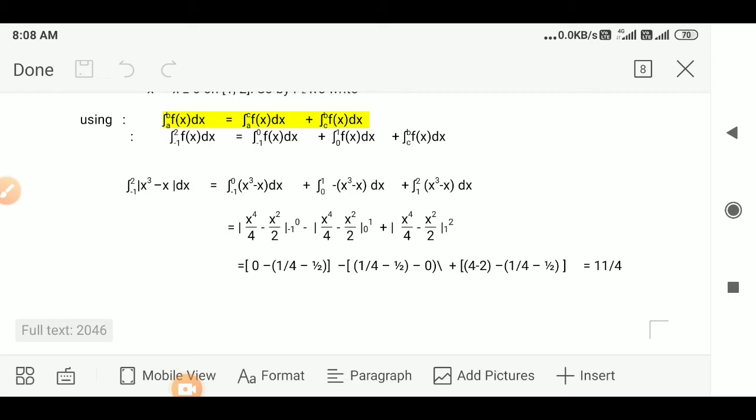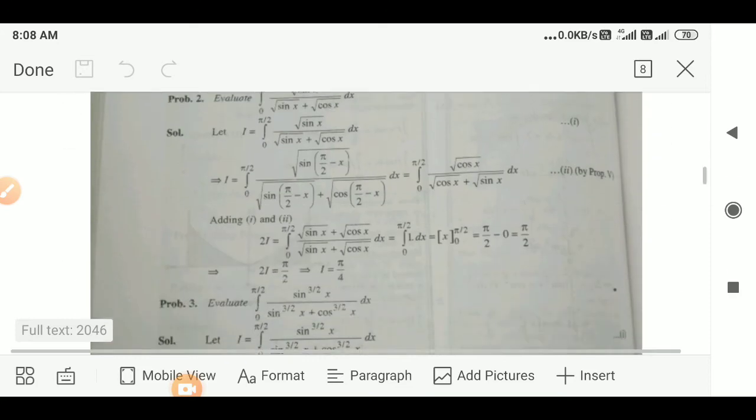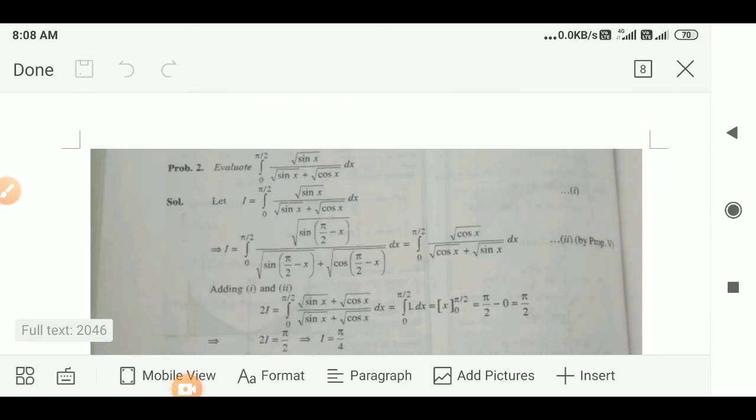Now put the limits, you get the result, that is 11 by 4. Thus we get such a result. Now there are a few questions. The problem is to evaluate integral 0 to pi by 2 of under root sin x upon under root sin x plus under root cos x. We can solve it easily using the properties.